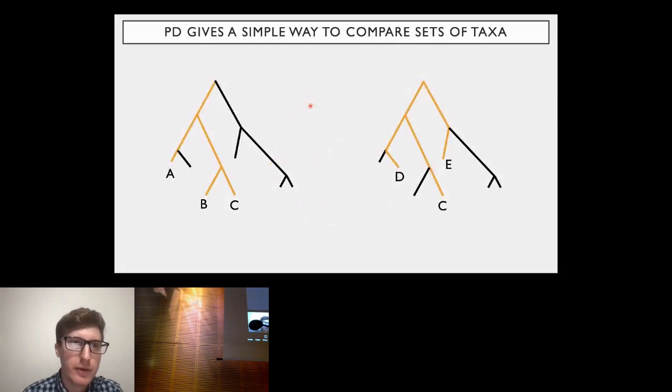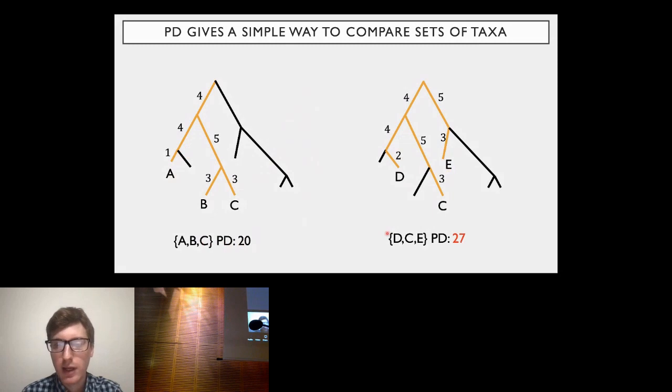The really good thing about PD is that it gives us a very simple but objective way to compare different sets of taxa. If we have a set ABC and another set DCE, then we can compare their diversity using PD. I've added branch lengths here, and you can verify that for ABC, the PD comes to 20, and for DCE, it's a little bit higher, at 27. You can also visually observe that the set DCE does seem to cover a little more ground on this tree than ABC.